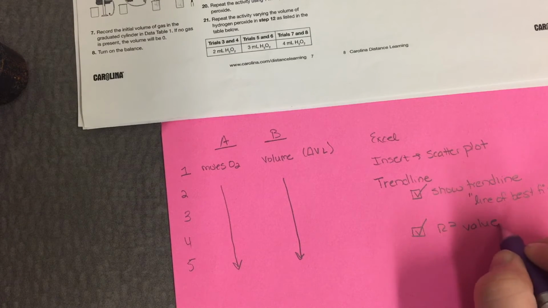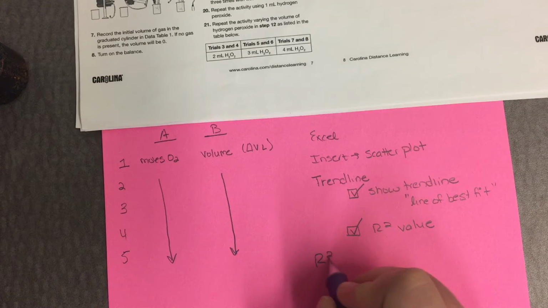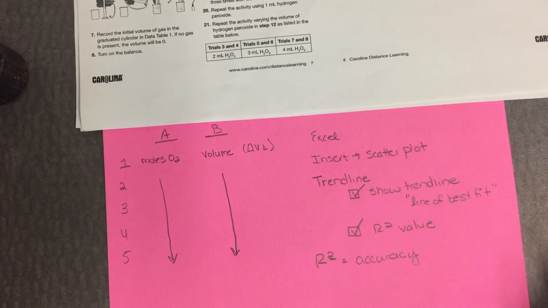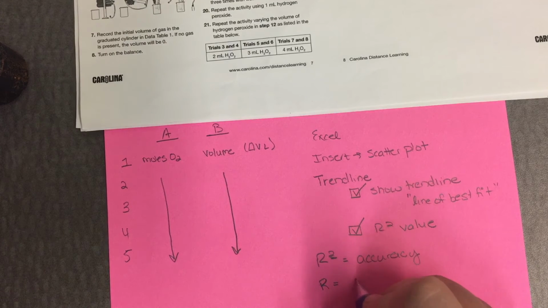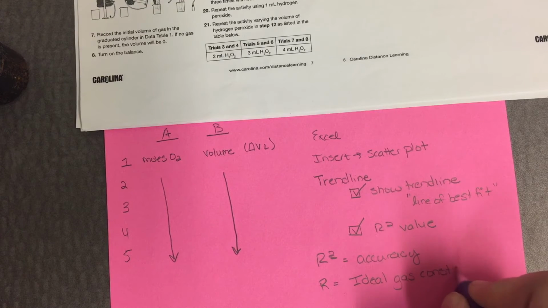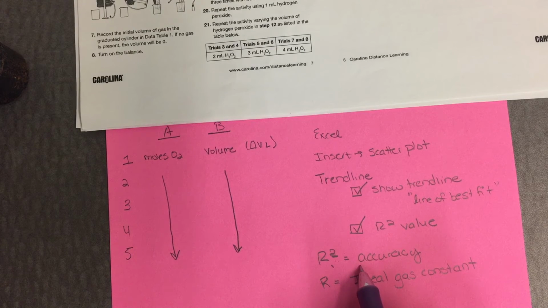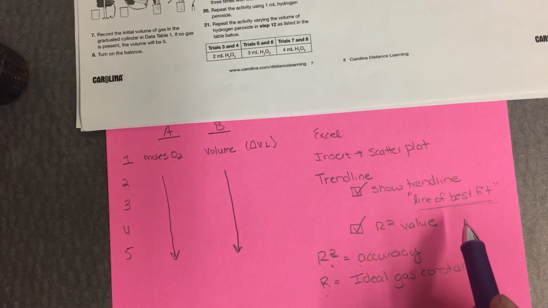And I want to stress that there are 2 R values here. R squared talks about the accuracy of your data. The closer it is to 1, the better. Now your R, just regular R, is the ideal gas constant. So these are 2 different R's. Your R squared just tells you about the accuracy of your data. And your R that you calculate from the equation that you're going to get from your line of best fit is the ideal gas constant, and that's what you're looking for.